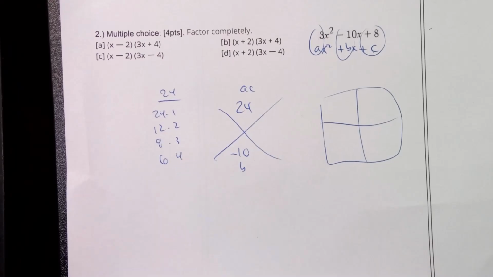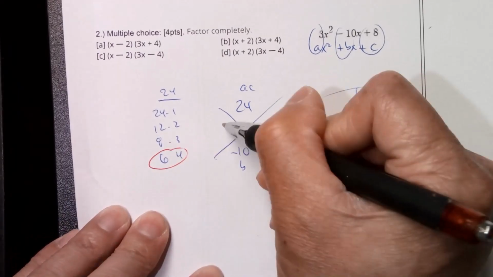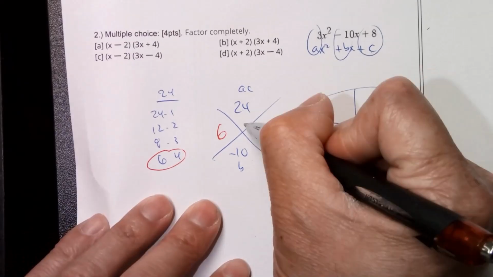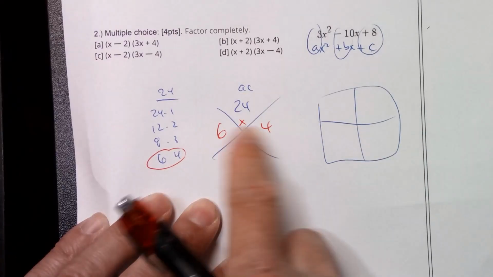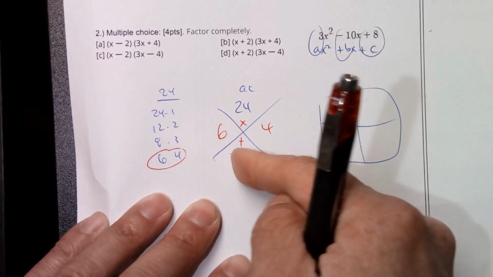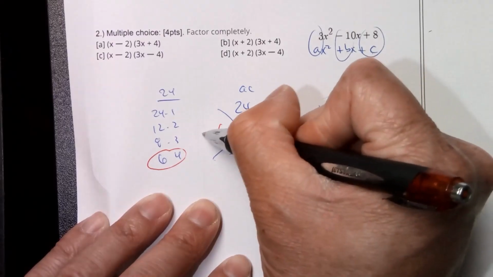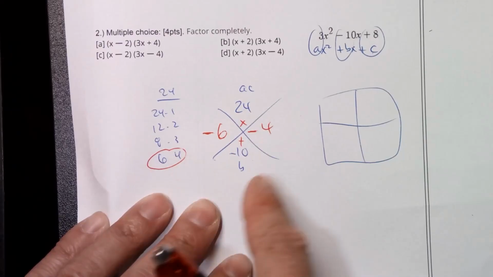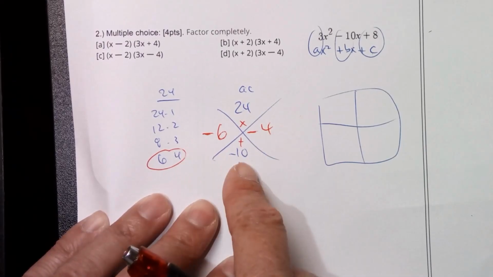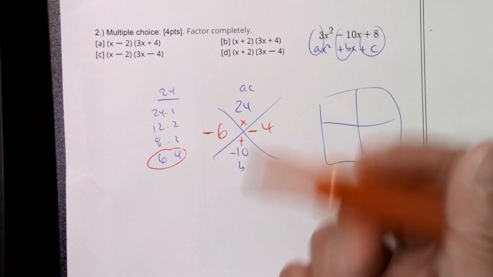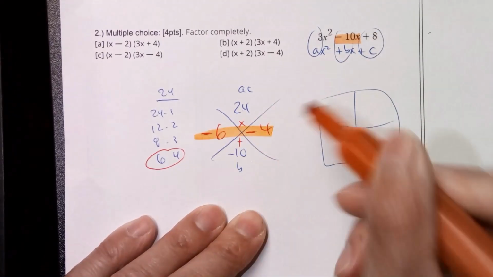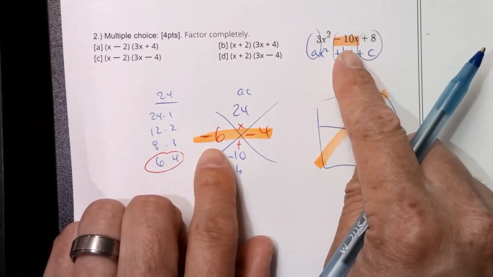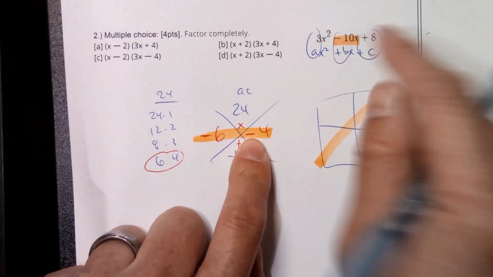So I'm going to choose 6 and 4. Now I'm going to think about positive and negatives. They have to multiply to be positive 24, which this works, but they do not add to be negative 10. So if I make them both negative, that would work. Negative 6 times negative 4 is positive 24. Negative 6 plus negative 4 is negative 10. So this middle term is these two. Those always go there. So you're going to add an x. Why? Negative 6x minus 4x equals negative 10x.